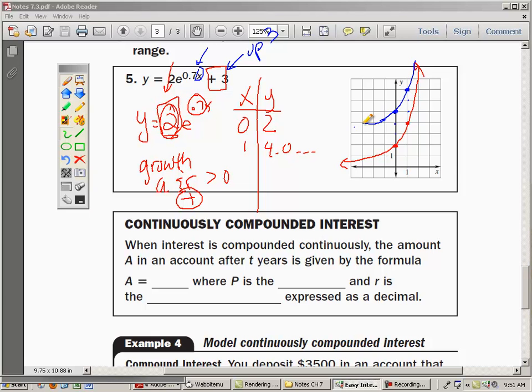But before I continue with this, keep in mind that the asymptote should be moved up 3 because it used to be at 0. So 1, 2, 3. Here's my new asymptote at y equals 3. And so that means as I go to the left, my function should get really close to that, but never actually reach it.